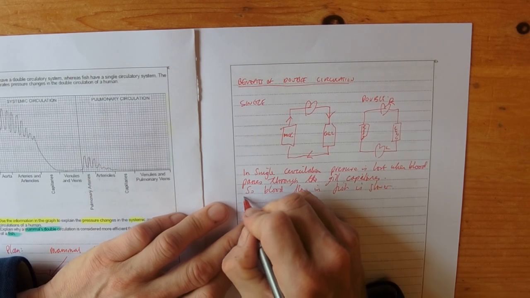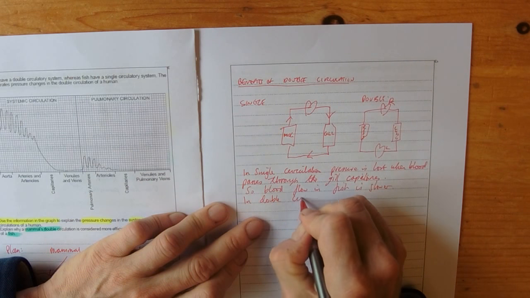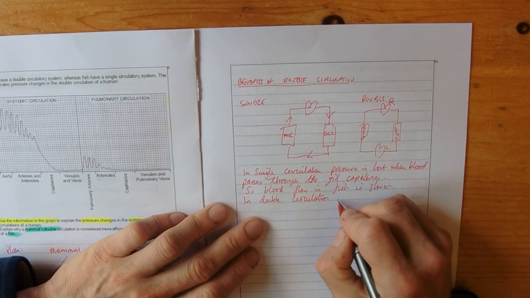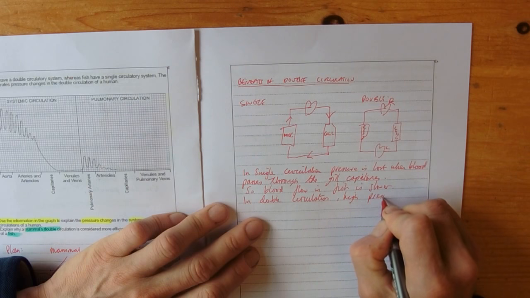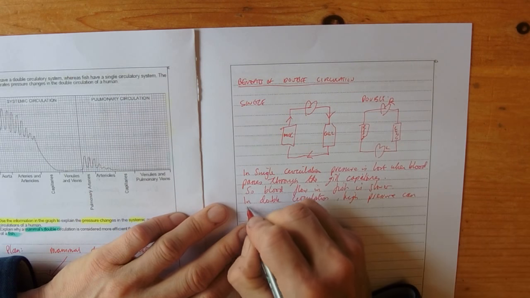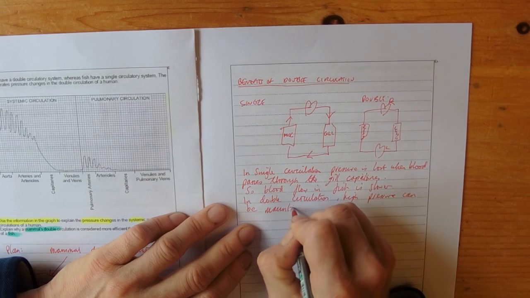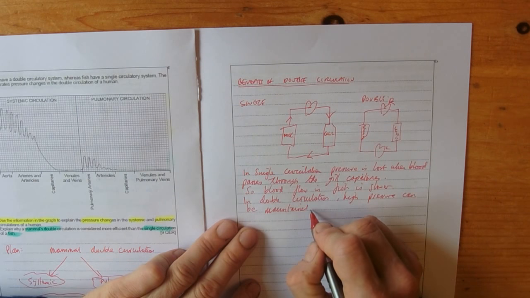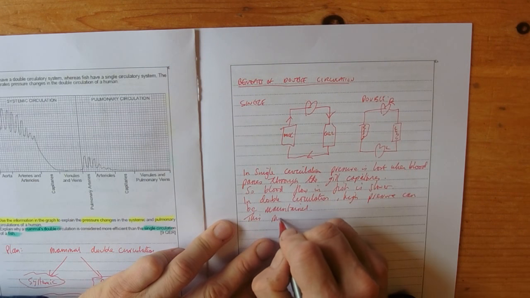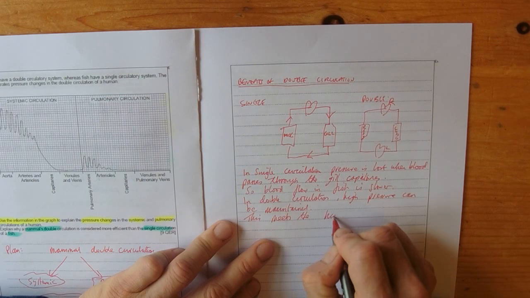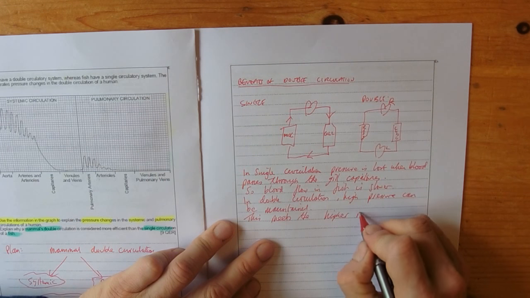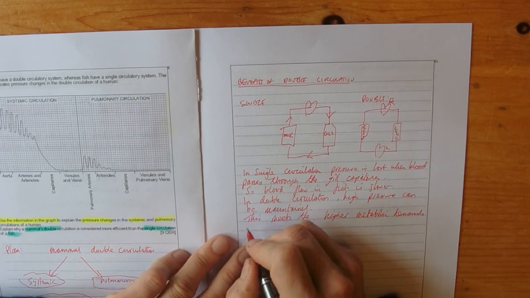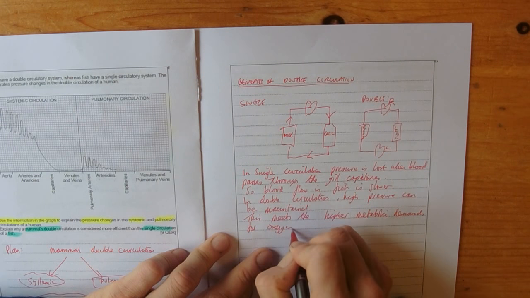Compare that to our double circulation. In double circulation, high pressure can be maintained, as described in the first two bits of this essay. And this meets the higher demands for oxygen by a mammal.